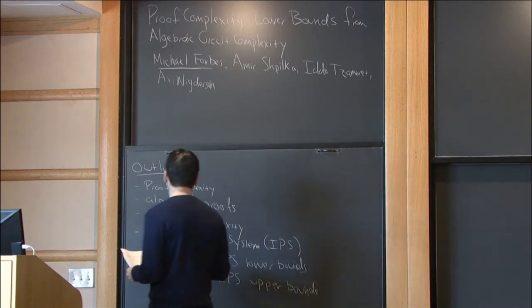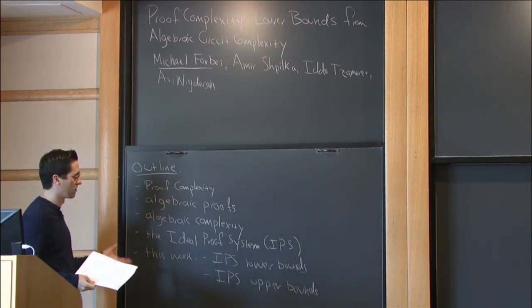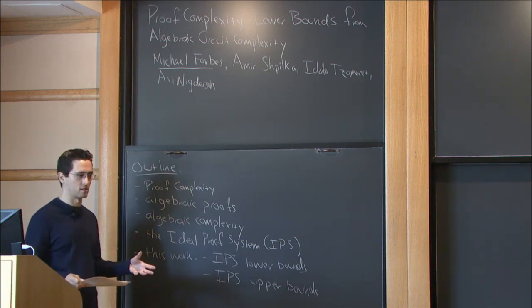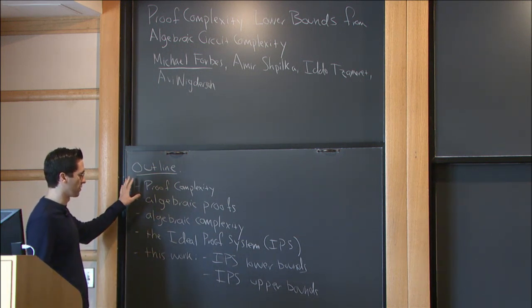Okay, so this is the rough outline of the talk. There's several parts, and it's sort of an intersection of two areas. So I want to tell you about both areas to get a sense of what's going on. So the main area is proof complexity.